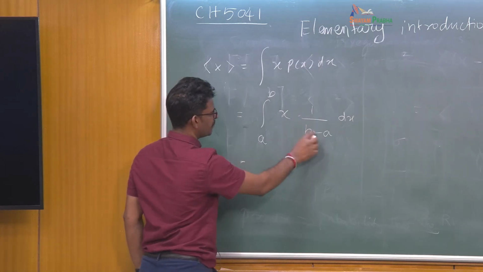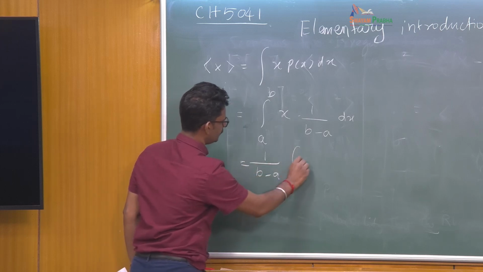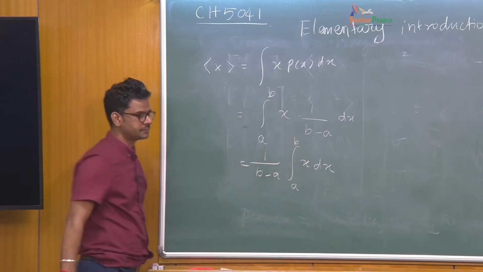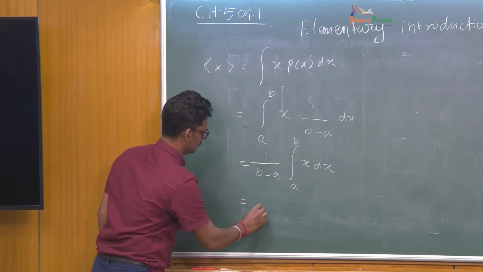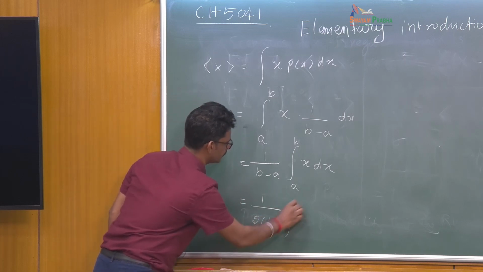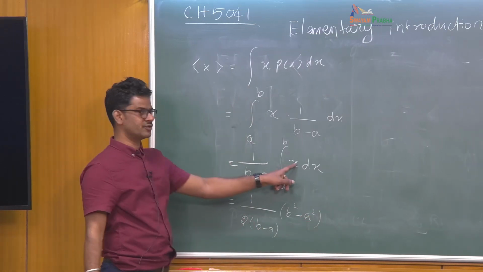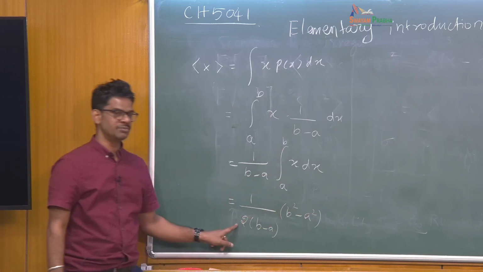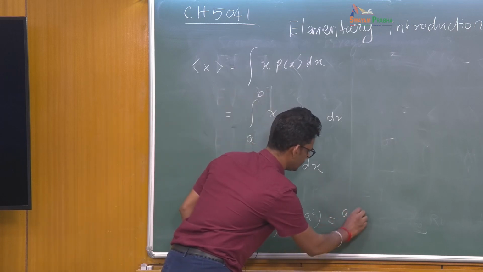We take this 1 by b minus a outside because that's a constant, and then we have only x dx in the limit a to b. So we get 1 by 2 times b minus a, b square minus a square. You get x square by 2, and if you put the limits, you get b square minus a square, 2 comes out here, and this basically becomes simply a plus b by 2.